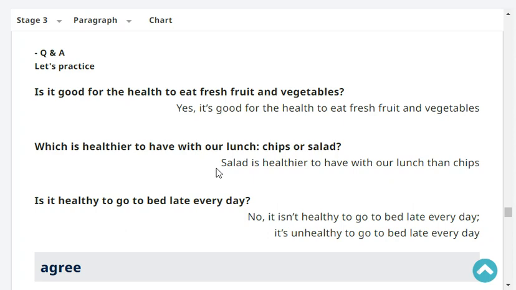Well, is it healthy to go to bed late every day? No, it isn't healthy to go to bed late every day. It's unhealthy to go to bed late every day. Very good.